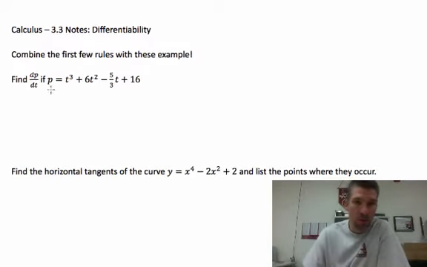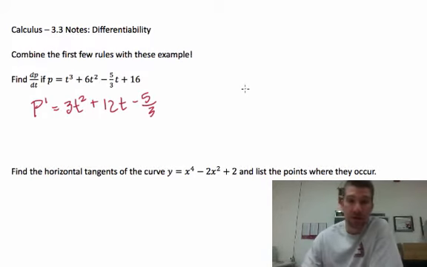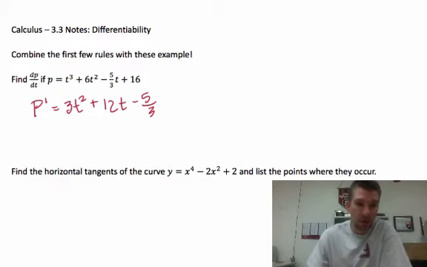So what we would look at is dp dt would end up being p prime. P prime is equal to 3t squared plus 12t minus 5/3. And remember that the derivative of a constant is 0. And that's all I did. That's all there is to it.